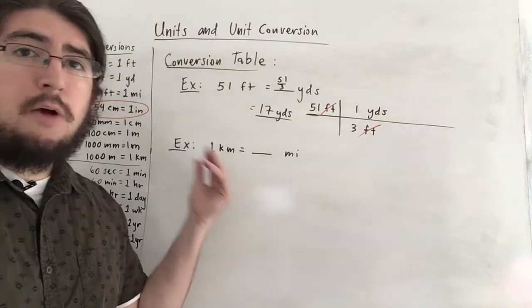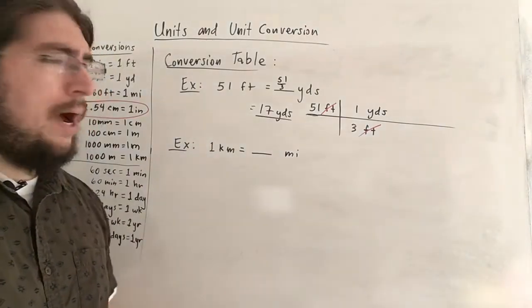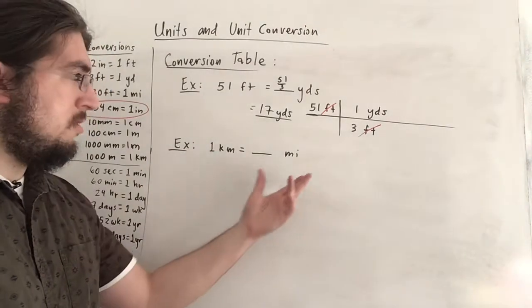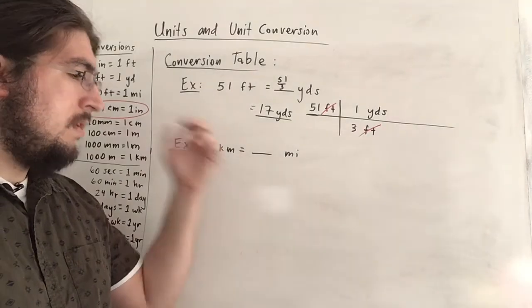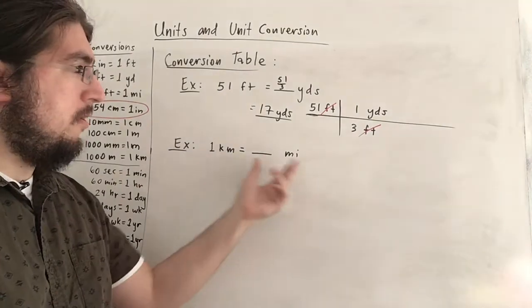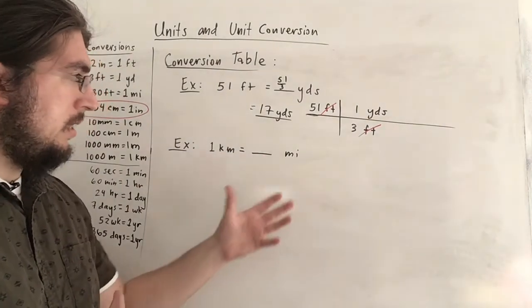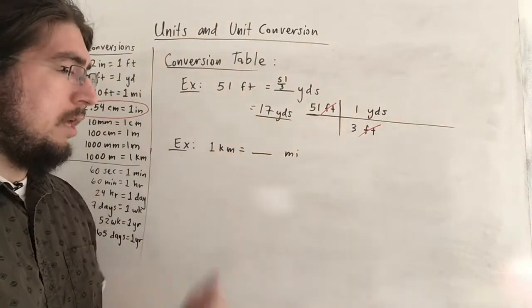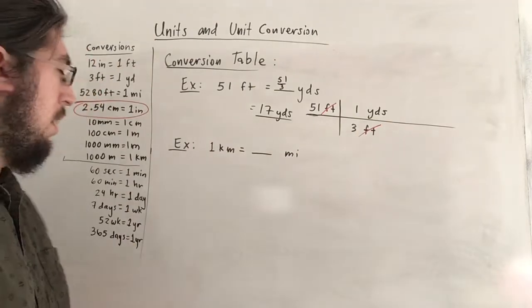So we're going to ask ourselves, how many kilometers are in 1 mile? Now, if it's less than 1, then that means there's more kilometers than there are miles. So you can actually fit more miles into 1 kilometer. But anyways, we'll see that as we go along.